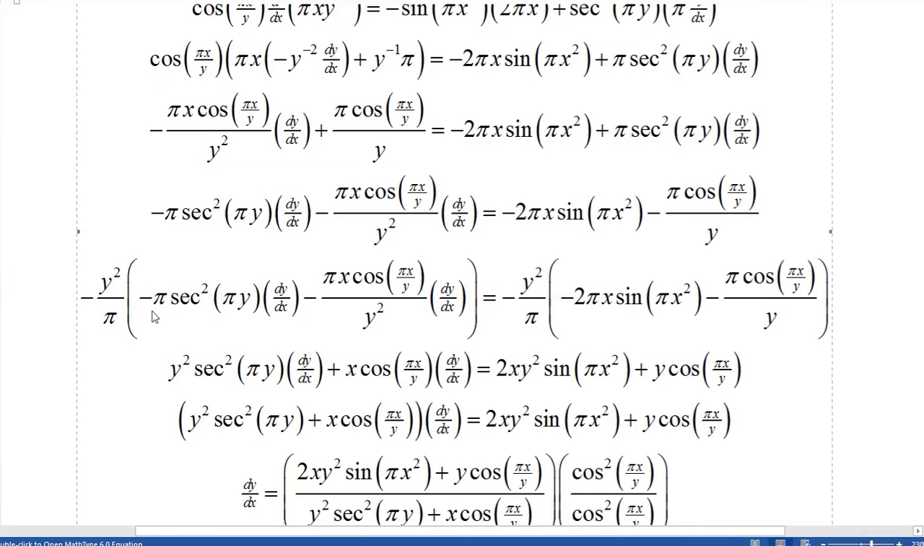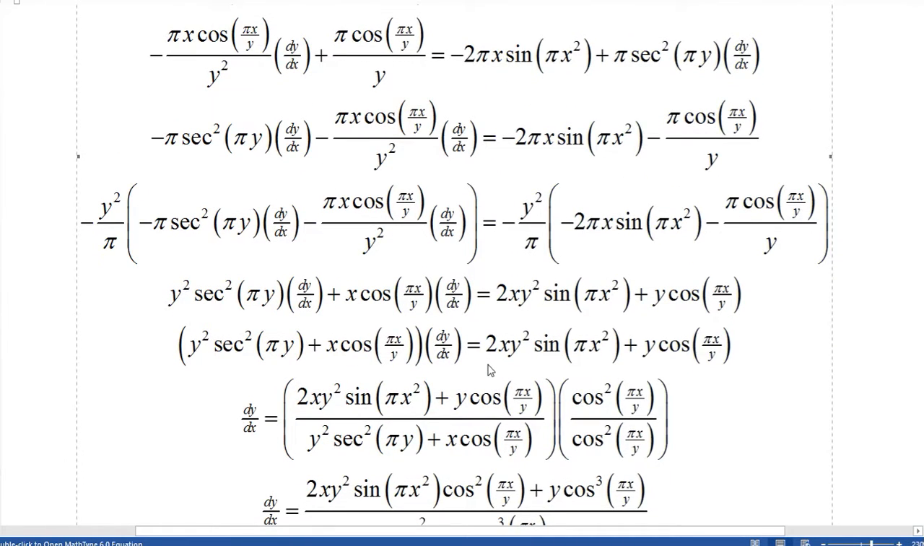When we multiply here, the pi's cancel, the negatives cancel, and I get y squared times secant squared of pi y times dy over dx. Plus, when I multiply here, the negatives cancel, the y squares cancel, the pi's cancel, and I just get x times cosine of that thing there times dy over dx. On the right side, when I multiply here, the negatives cancel, the 2 is still there, the x is still there, the pi cancels, and we've got y squared times the sine. Plus, here, the two negatives make a plus. The y squared and the y cancel to just a y, and the pi's cancel altogether, which gives us this. So just cleaning that up a bit.